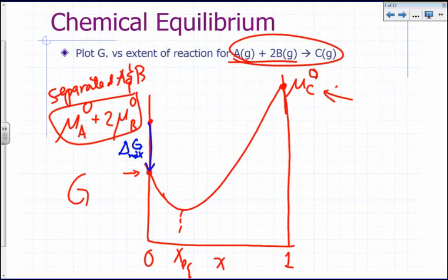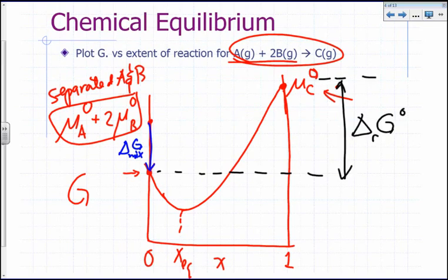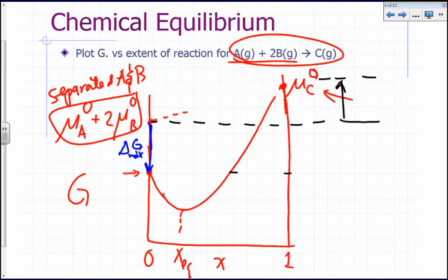All right, so just as before, this difference right here would be standard Gibbs energy of the reaction, right? And if I were to draw a straight line between these, I got the wrong one, sorry, fix that. Delta G naught would be actually this one right here. So delta G of reaction naught.